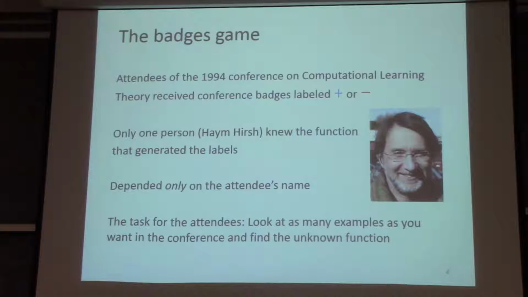And there was another slight bit of a hitch. Nobody was given a list of names with plus or minus. People had to go talk to others and look at their name tags and find out what the label was. But we know that's really hard for computer scientists, so we won't do that.